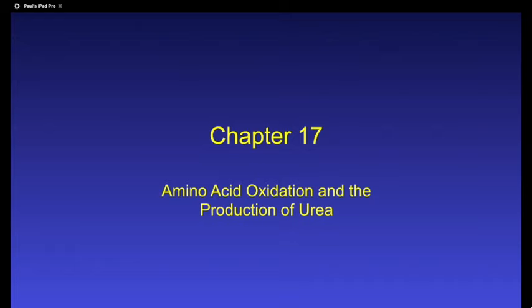As we turn our attention to Chapter 17, the last chapter in this semester, we're going to look at the oxidation of amino acids. So up to this point, we focused on how to extract energy from carbohydrates, how to extract energy from fats. Our third source of energy is extracting energy from the amino acids, or proteins themselves.